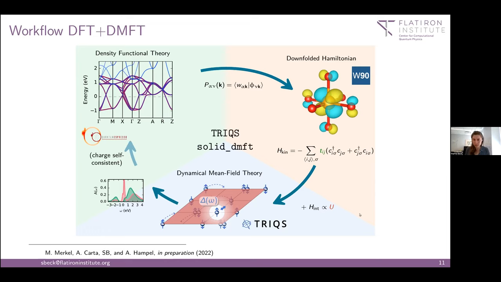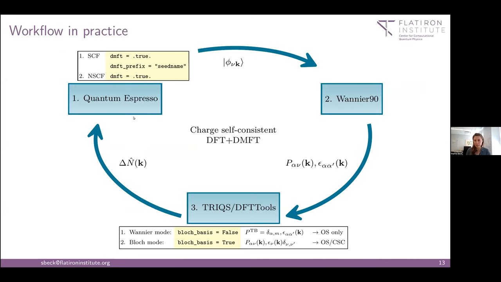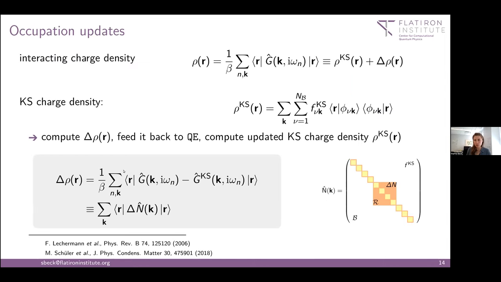And then I also want to mention that this entire workflow is implemented in this code, solid DMFT, that I will also talk about. So this charge self-consistency was a project with Alex Sample, Olivier Parcollet, Claude Eder from ETH Zurich, and Antoine. And this is more or less the same workflow as before: DFT, Wannier90, and then DMFT. What I want to point out here is this feedback from DMFT to the DFT code, which is delta N, which is occupation updates. I'll just give you a brief overview of what the idea is.